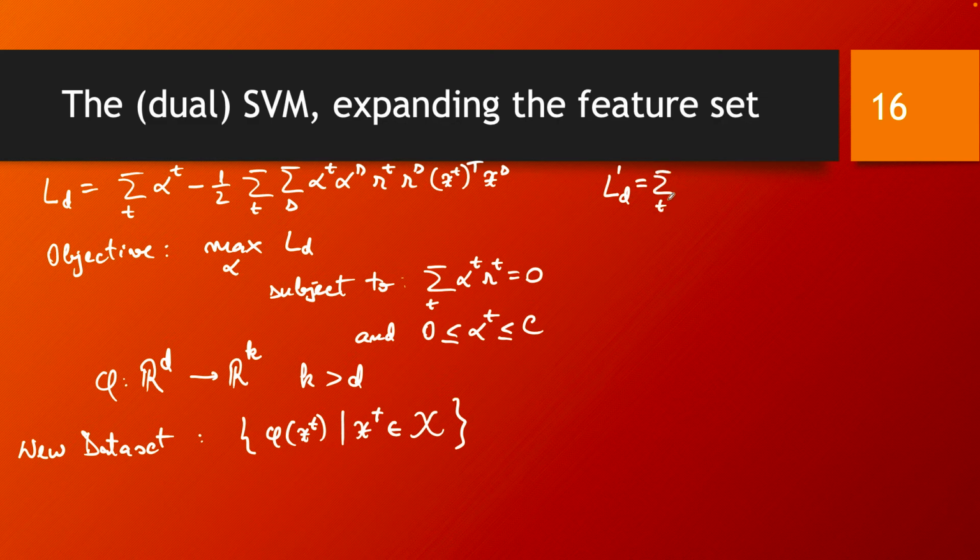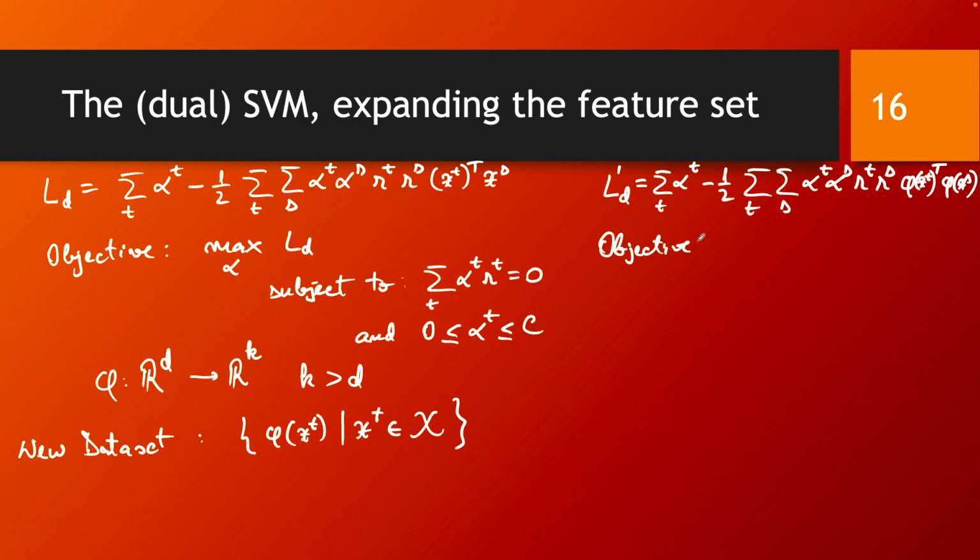Our new dual Lagrangian is going to be of exactly the same form as before. We will have a sum by t of these Lagrangian multipliers, and then minus 1 over 2, sum by t, sum by s, alpha t, alpha s, and then rt and rs. All of these things remain unchanged. The only thing that gets changed is that instead of the data points xt and xs, now we are working with phi of xt transposed times phi of xs. And so the objective, in this new data space, is very similar as before.